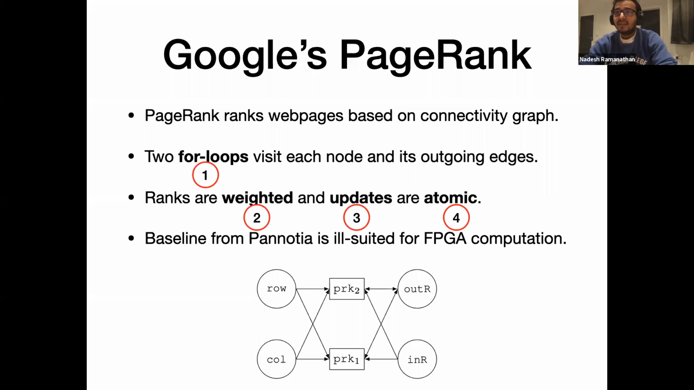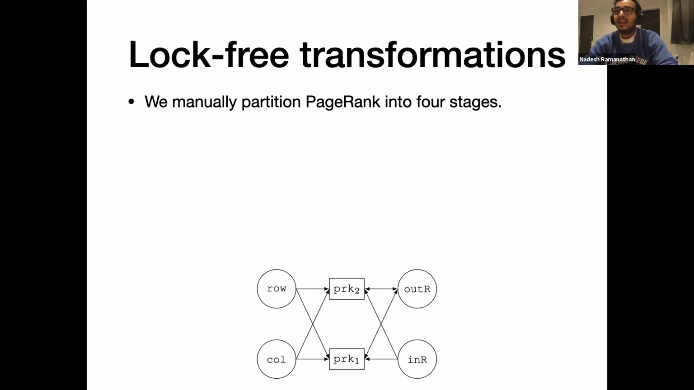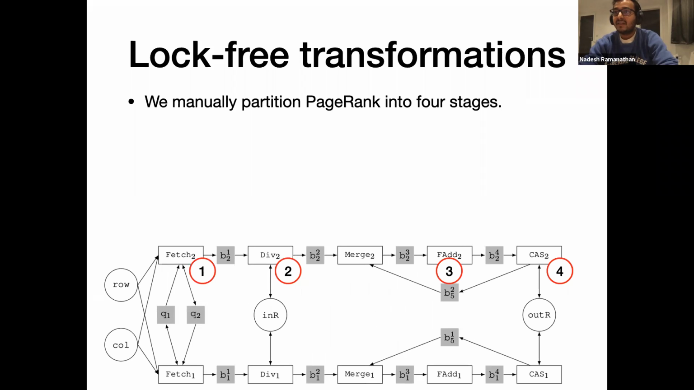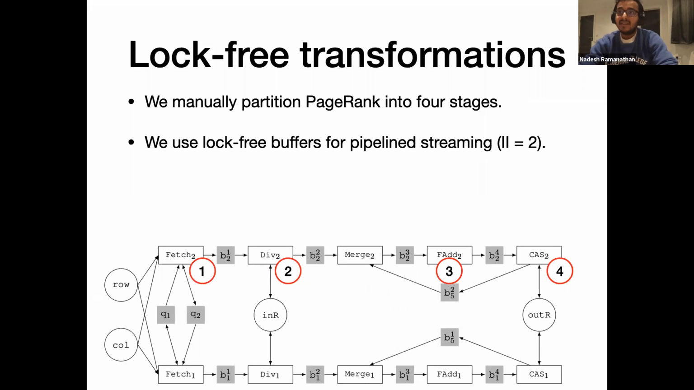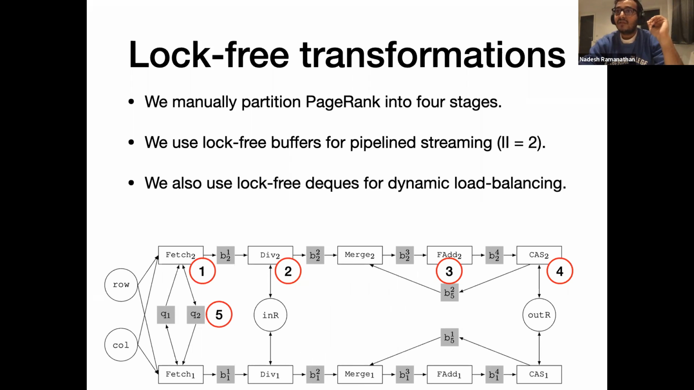And I noticed that there are basically 4 stages that I can partition PageRank into and implement streaming. But what I wanted to do was use lock-free streaming. So basically I manually partitioned PageRank into 4 stages, and I injected lock-free buffers between all these stages. And I was able to achieve an II of 2 using all the tactics that I had. And I also implemented lock-free DQs, which then was able to share the graph load.